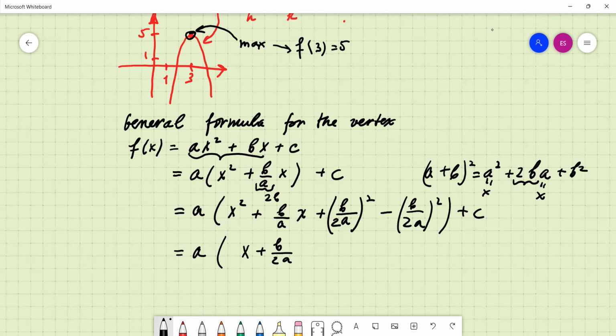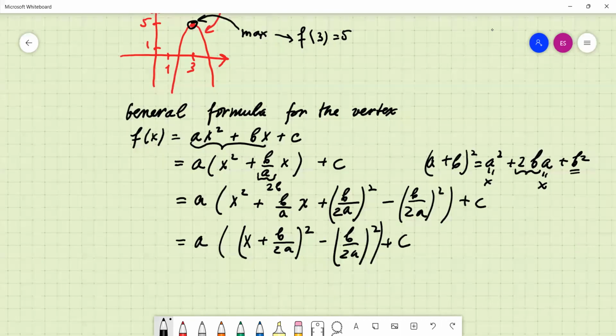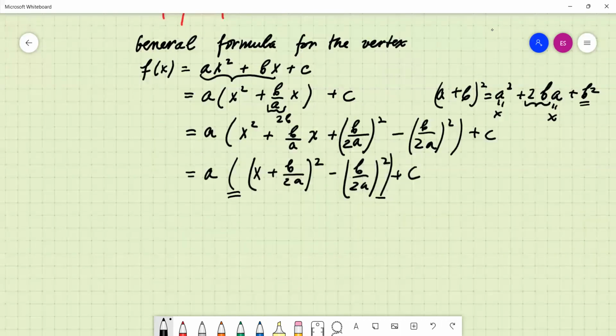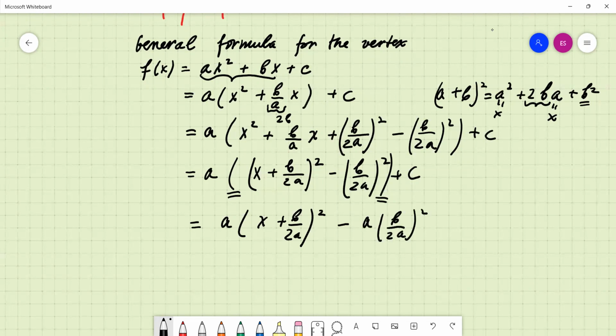This is my x, this is my a, and this is my b over 2a. It looks a little bit crazy because we have b and b, but this b is different from this b. Okay, this is the complete square. And then we have this term with minus (b over 2a) squared plus c. I'm going to open a big parenthesis and multiply by a. So a times (x plus b over 2a) squared, and then a multiplied by this expression, minus a (b over 2a) squared plus c.